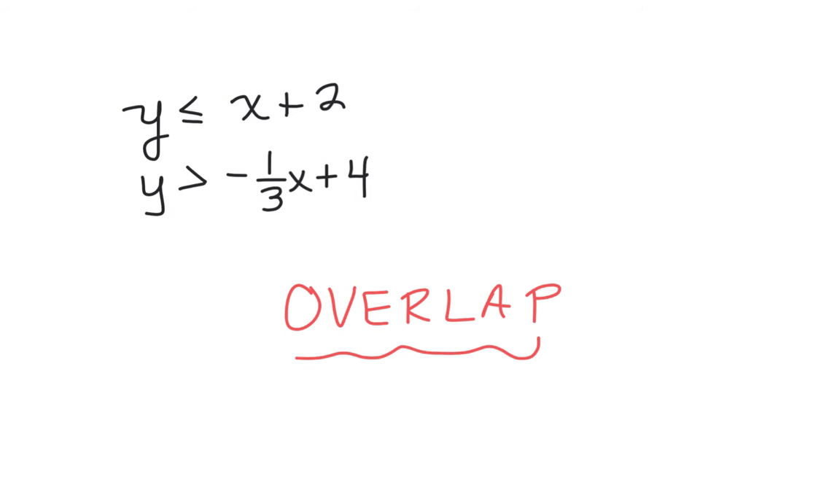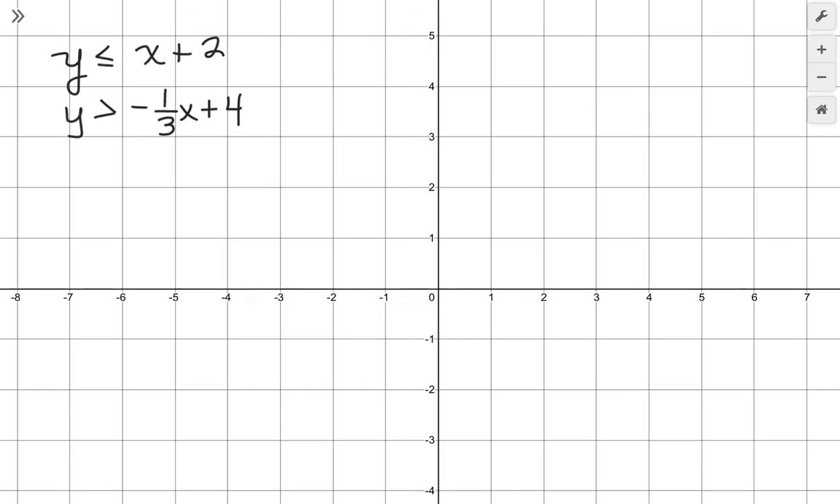We have the same idea here. When we have more than one linear inequality, we're going to graph both of those things on the same coordinate plane and look for where their solution sets overlap. Okay, so this is pretty easy. So here are those two inequalities I had on the last screen.